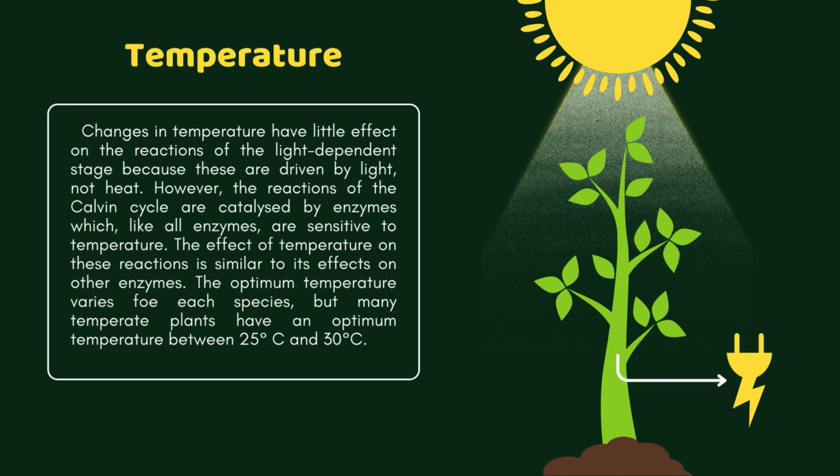Temperature. Changes in temperature have little effect on the reactions of the light-dependent stage because these are driven by light, not heat. However, the reactions of the Calvin cycle are catalyzed by enzymes, which, like all enzymes, are sensitive to temperature. The effect of temperature on these reactions is similar to its effects on other enzymes. The optimum temperature varies for each species, but many temperate plants have an optimum temperature between 25 and 30 degrees above zero.